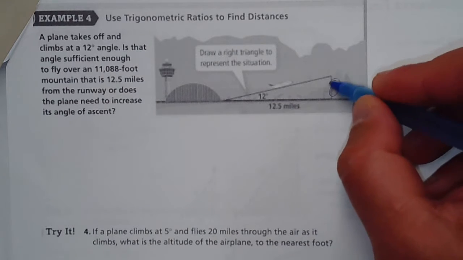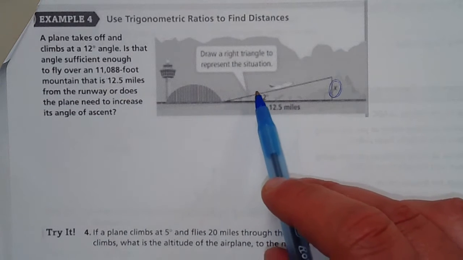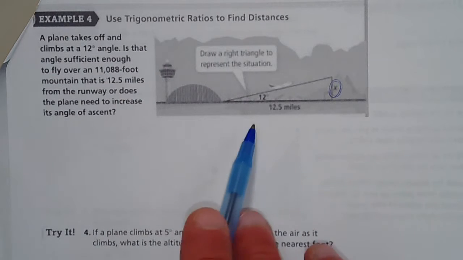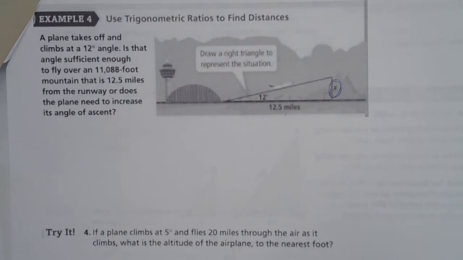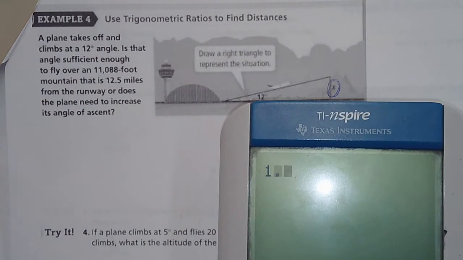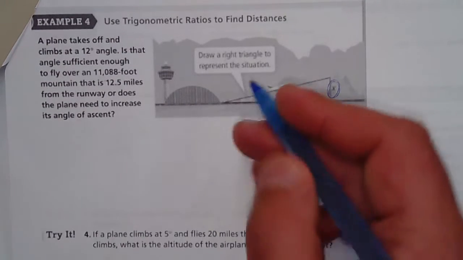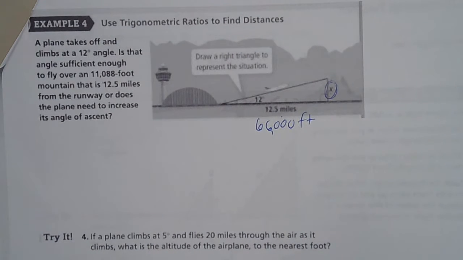So they're basically saying this distance here is 11,088 feet. They want to know if he goes at 12 degrees, is the plane going to clear the mountain? Pretty reasonable. We do need to do a little unit conversion here because this is in miles and that one's given to us in feet. So 12.5 miles times 5,280 feet per mile is 66,000. So this is 66,000 feet, just so we can compare answers and make sure things make sense.